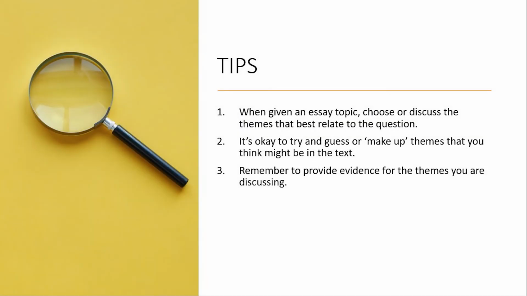In some cases, you might be given an essay topic, in which case it might not be best to discuss the text's main or overarching themes. Instead, you might want to choose the themes that best relate to the question. It's also completely fine to make up themes that you think might be in the text, but it's important that you evidence these with excerpts. In a literary analysis, evidence might look like a quote from the text, an excerpt of one of the scenes, a line of poetry, or an example of one of the literary devices the author has used.